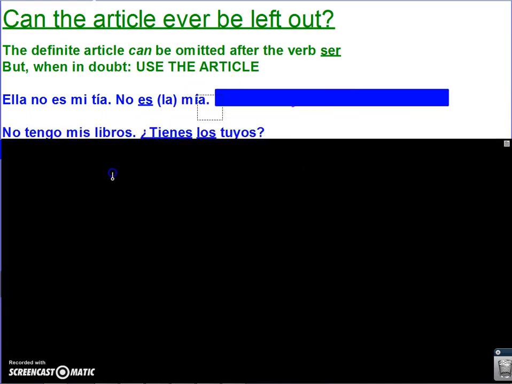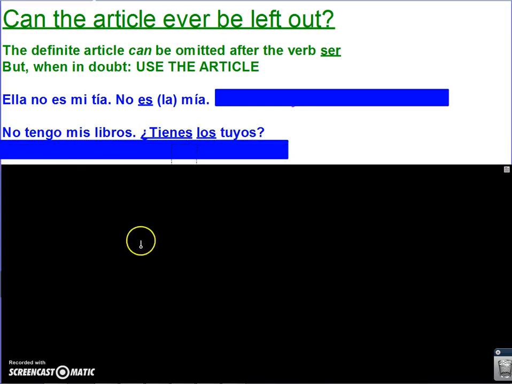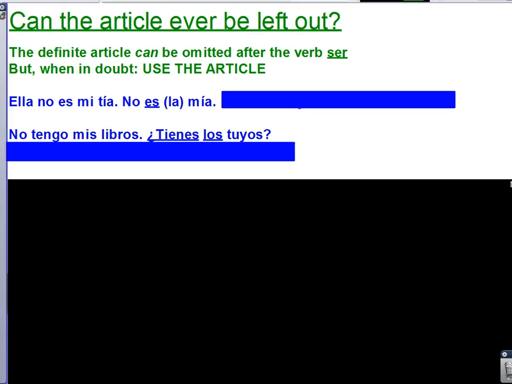And I've got one more. No tengo mis libros, ¿tienes los tuyos? In this example, I have tener in front of the possessive pronoun, so I may not take out the article. After this sentence, I would like you to attempt to translate that as well. So if you'd like full credit the first time around, you will attempt to translate these sentences where I have blue boxes left.